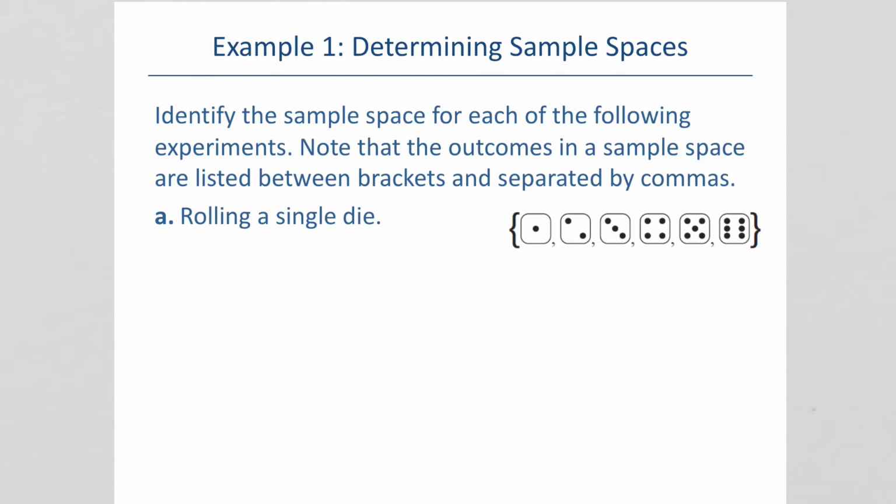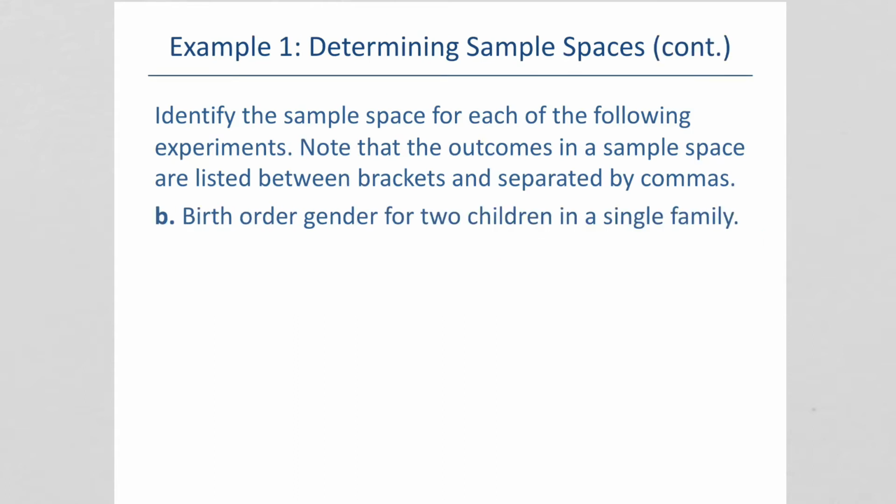Example 1 says, identify the sample space for each of the following experiments. Notice that the outcomes in a sample space are listed between brackets and separated by commas. So, looks like our answer is already here, rolling a single die. So the sample space would be the set of all possible outcomes for the die: 1, 2, 3, 4, 5, and 6.